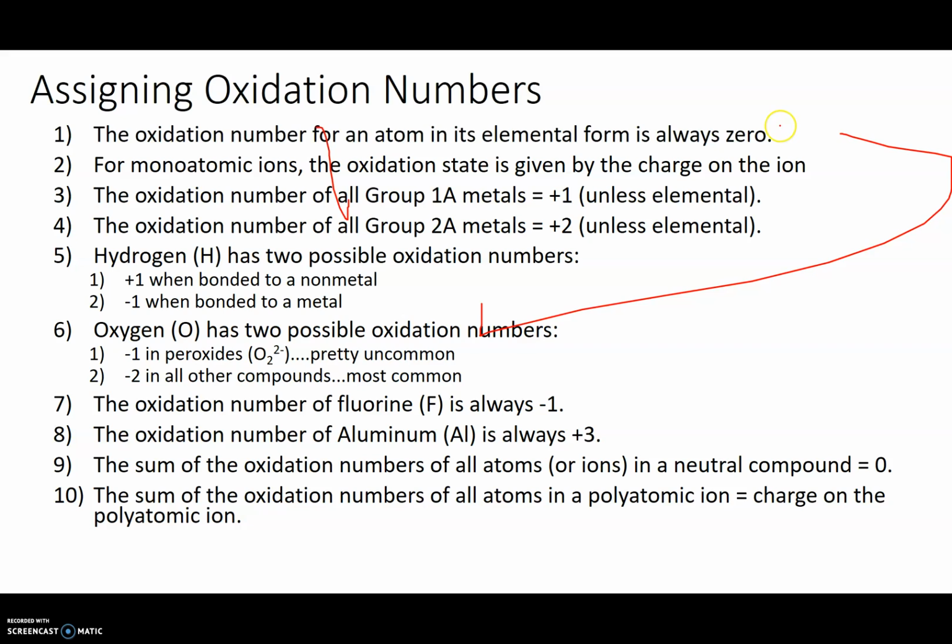So the oxidation number for an atom by itself is always 0, and this is also true for things that are diatomics. So if we have Br2, which is a diatomic, the oxidation state on each of those bromines is 0. For monoatomic ions that are in a compound, the oxidation state is given by the charge of the ion. So for example, all elements, when they form ions in group 1, will have a +1 oxidation state, unless they're not bonded to anything, and they'll be 0.